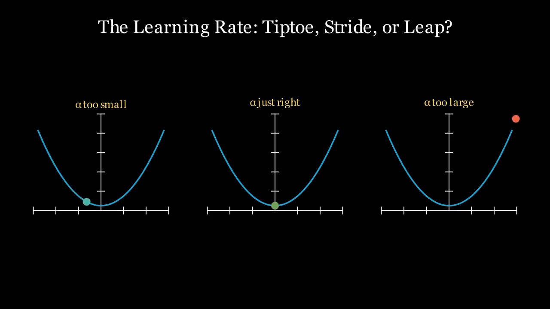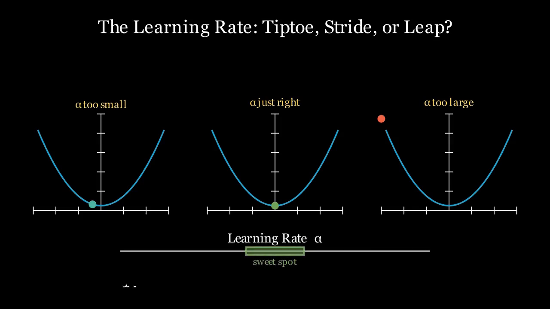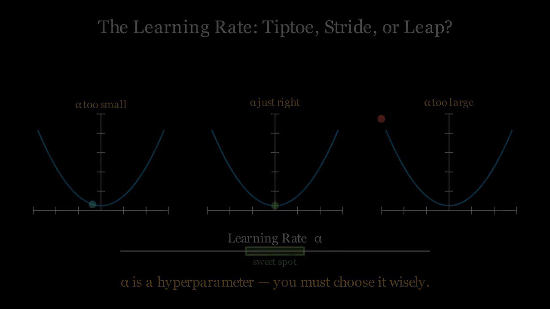But with boots that are far too large, disaster. Your giant leap overshoots the minimum, landing higher on the other side. The next leap overshoots again, even further. Instead of descending, you diverge. The learning rate is a hyperparameter, not learned automatically, and choosing it wisely is critical.